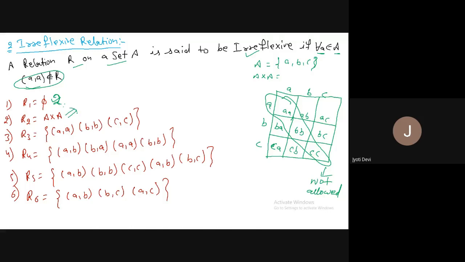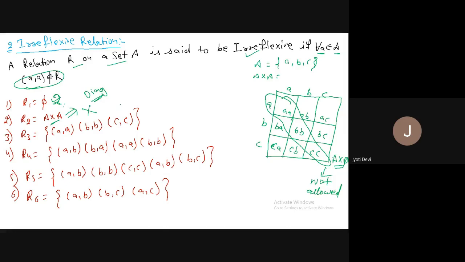Okay. In A cross A, this is the A cross A matrix. In this, all elements are present. In this, the diagonal element is also present. The irreflexive relation strictly says I don't want the diagonal, but in this the diagonal elements are present. That's why it is not irreflexive.